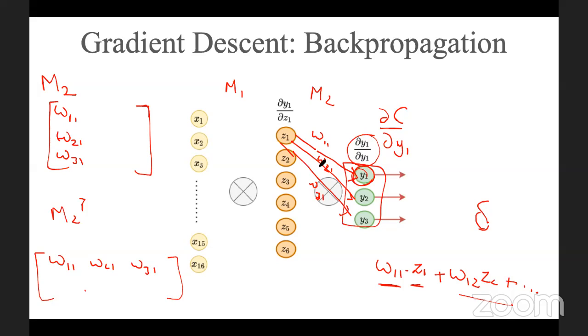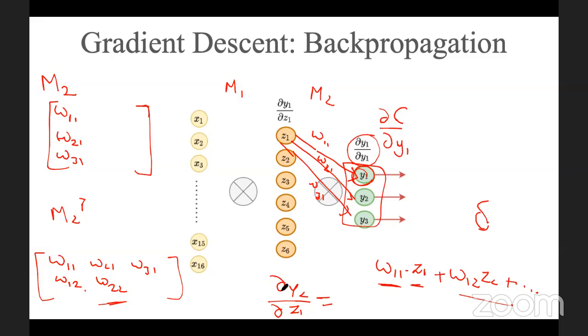Then you take the derivative along this edge, dy2 by dz1, and here you will get W21, because we are only interested in this component. For this neuron it would be the second row, that is W12, W22, and so on, and you will take that value. It gets messy when you try to write it out.